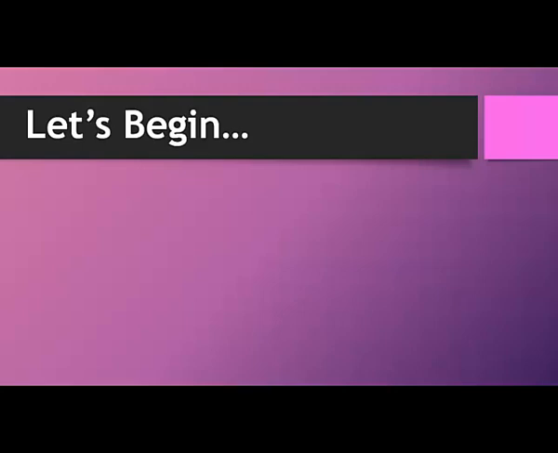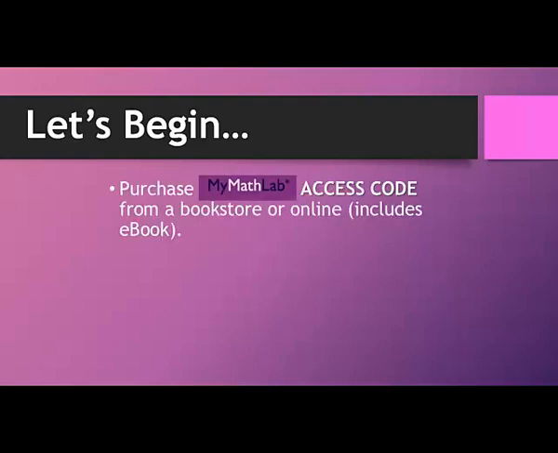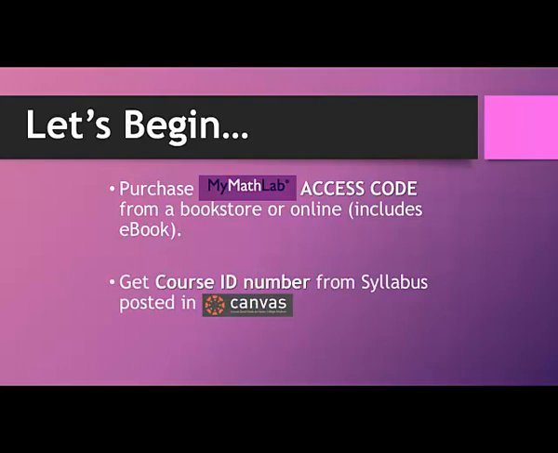You will need to acquire two items to get started in your coursework. The first item is the MyMathLab access code. This code gives you access to MyMathLab and can be purchased in the bookstore or online. It also includes your e-textbook, so there is no need to buy a traditional textbook. The second item you'll need is the course ID number, which can be found in your syllabus, which is posted in Canvas. This allows you to enroll in our actual course.